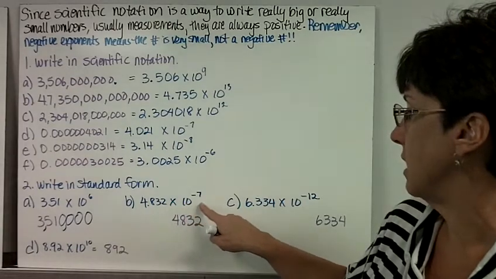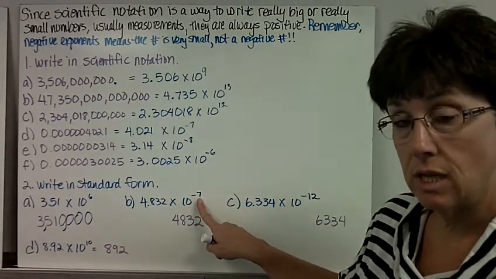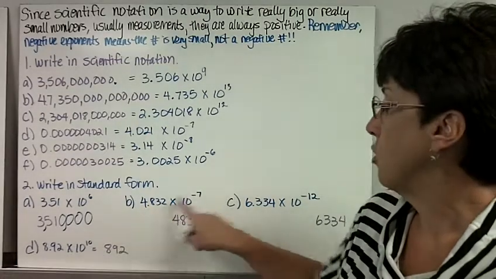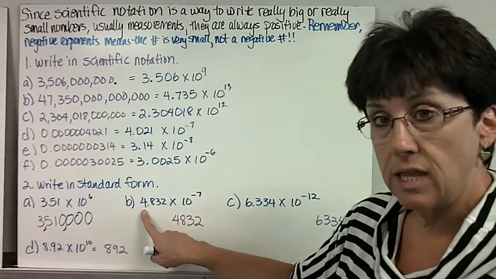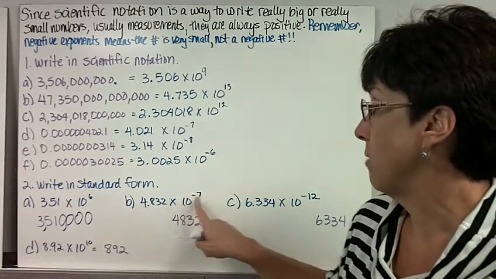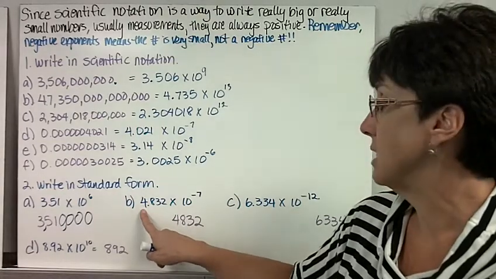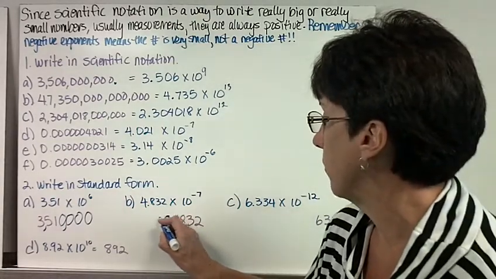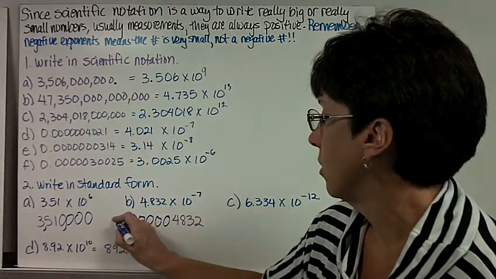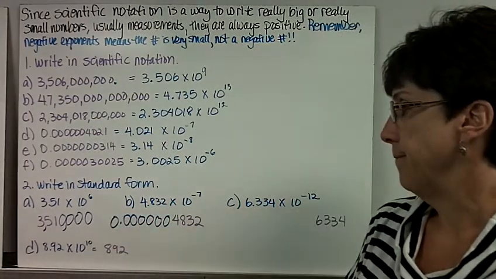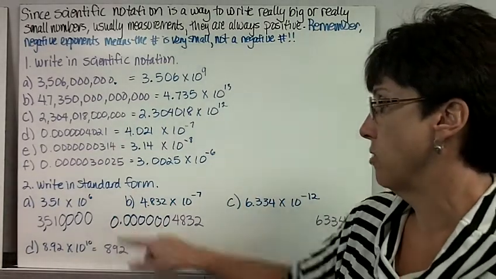4.832 times 10 to the negative 7. This is a negative, so that means it was a decimal to begin with. If I've moved it 7 places, the negative is actually easier, because this 4 is only going to take up 1 place, so that means I need 6 zeros in front of it. You could even think of it as 7 if you use the first one as your place before your decimal point.